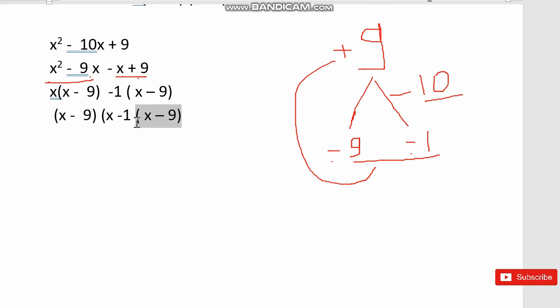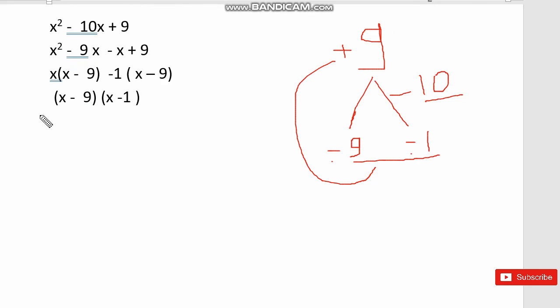So we can write here x minus 9 and x minus 1. These are our common factors. So in this example, we get the factors of the expression x square minus 10x plus 9. The factors are x minus 9 and in the second bracket x minus 1. So students, let us see the next example.